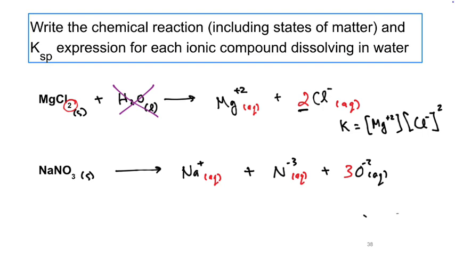No, why not? Did we do the exact same thing we did above? So why is it wrong? I just did the exact same thing. One of the things that you're responsible for knowing is that NO3 is a polyatomic ion, which means it stays together.